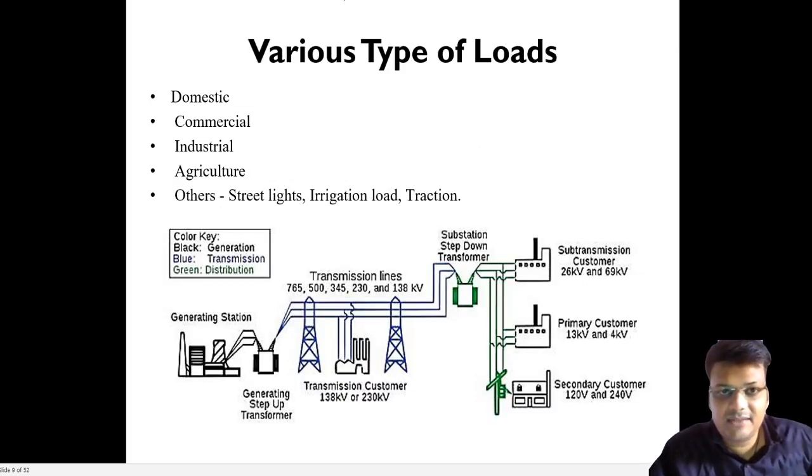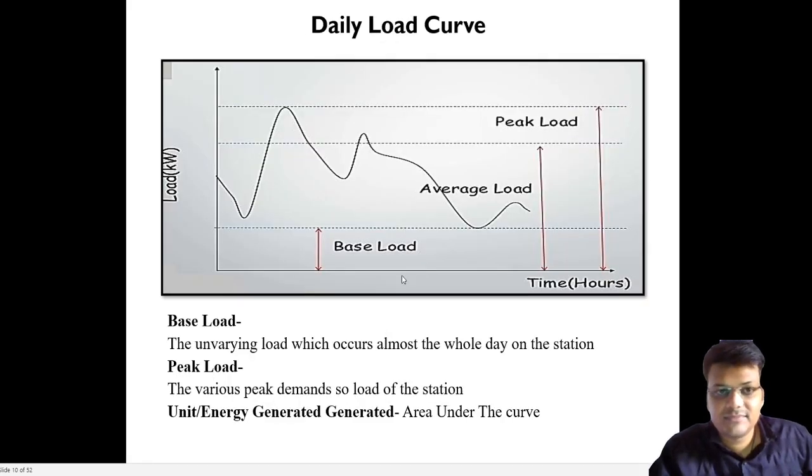So there are three main types of load basically: domestic, commercial, and industrial. Others are agricultural, street light load, irrigation load, and traction load. We can see here from the diagram these are the loads which are connected to the grid. To study this, we first have to know what the load curve is.